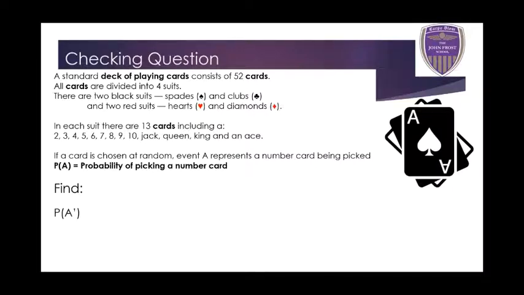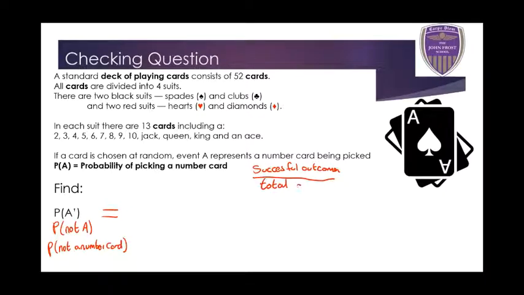Okay, so first things first, what does P of A prime mean? Well, this means we're trying to find the probability of not A, the probability of event A not happening, which in other words is the probability of not a number card. So we're trying to find the probability of not picking a number card. Well, let's think about our formula. To find probability, it is successful outcomes divided by total outcomes.